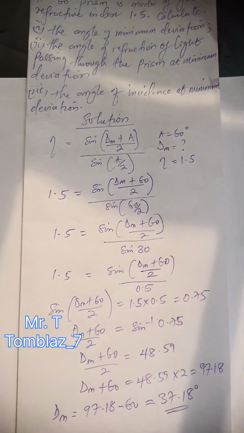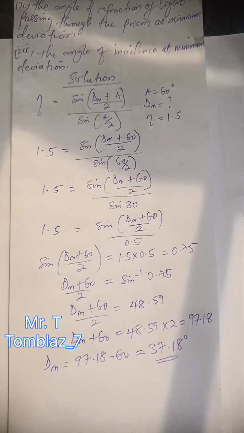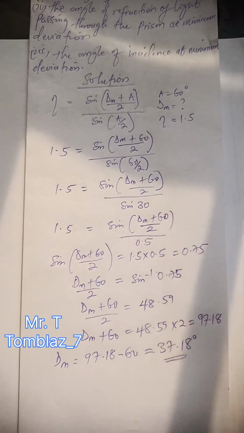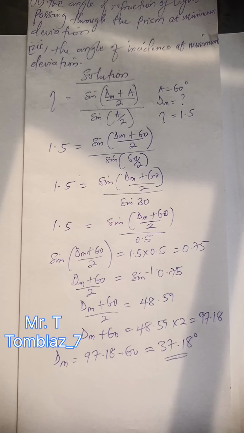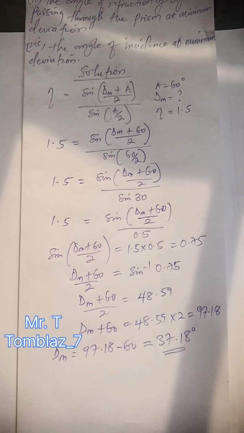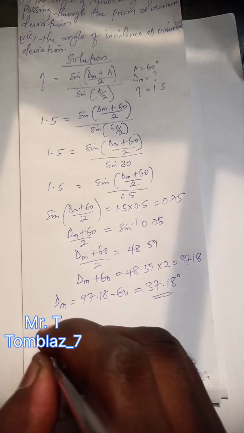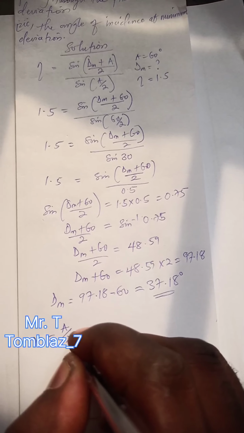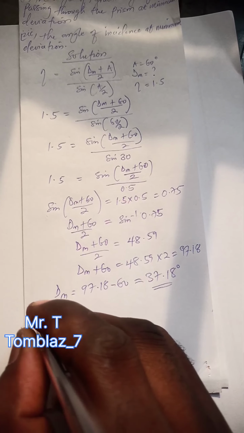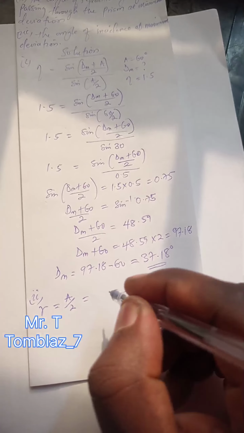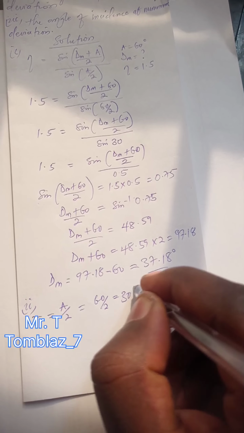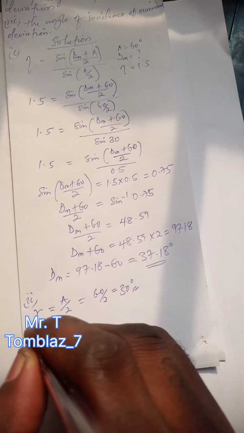The second part said we should calculate the angle of refraction of light passing through the prism at minimum deviation. So at minimum deviation, we should know that the light inside the prism is symmetrically refracted and the refraction angle, which is represented by letter r, is equal to the angle of the prism divided by 2. So this is as easy as 60 divided by 2, which gives you 30 degrees.